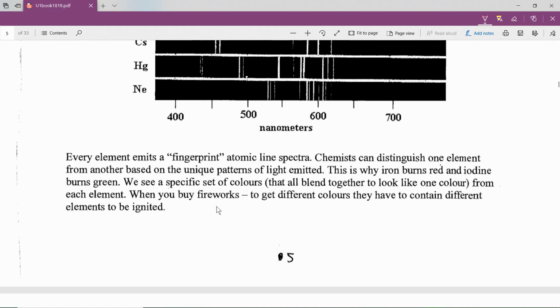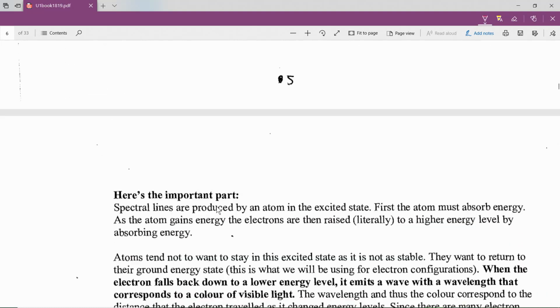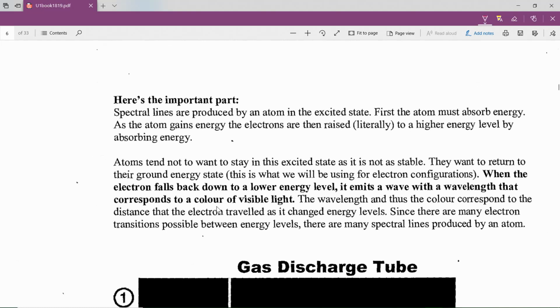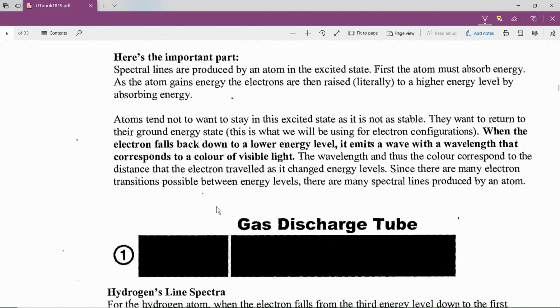So I just said the thing about the fingerprints and the fireworks. So let's go to page 6. So we're going to absorb energy, and then we're going to de-excite, because atoms don't like to stay very long in an excited state. They want to go back down to a lower energy level.